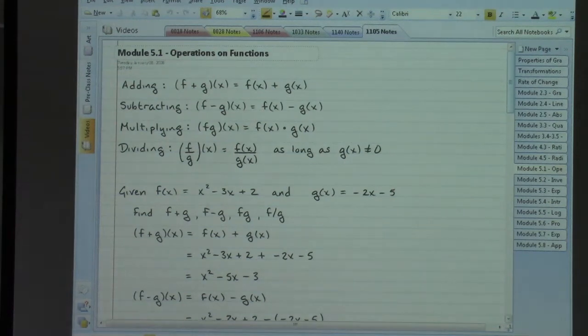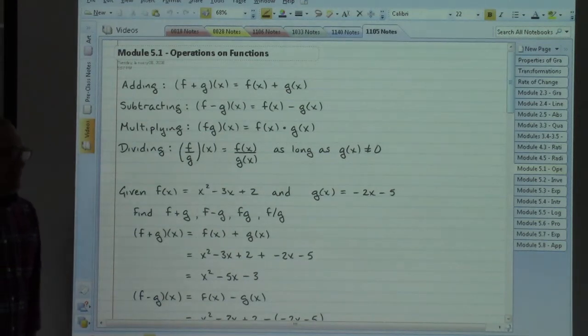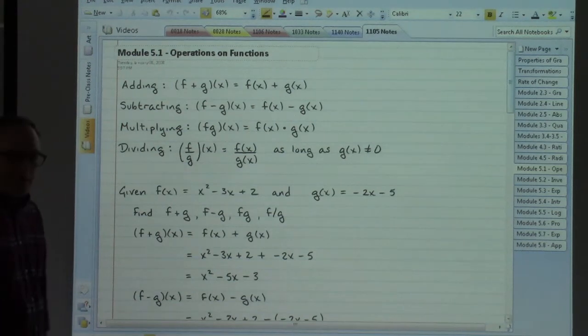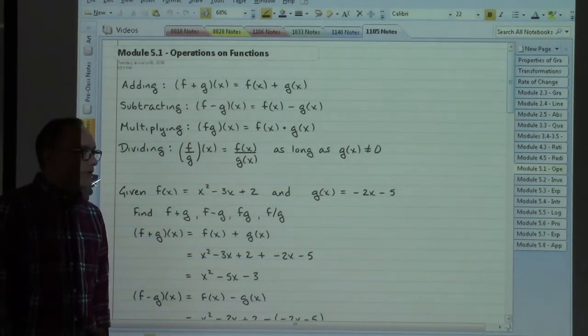So we've talked about functions in general. We've seen some specific kinds of functions. We've played around with functions as far as graphing some stuff too. So let's talk a little bit more in general about functions, specifically operations on functions.